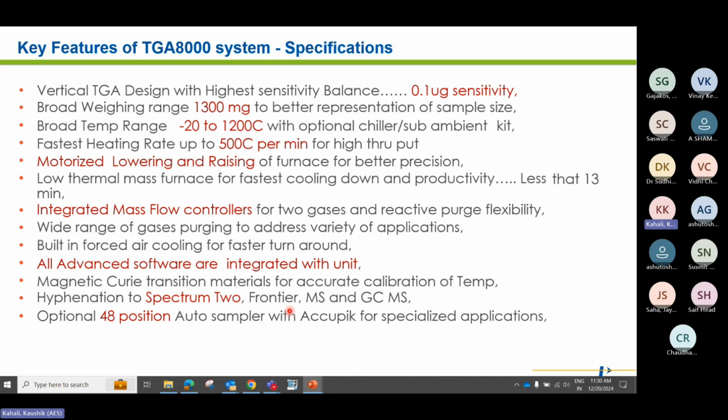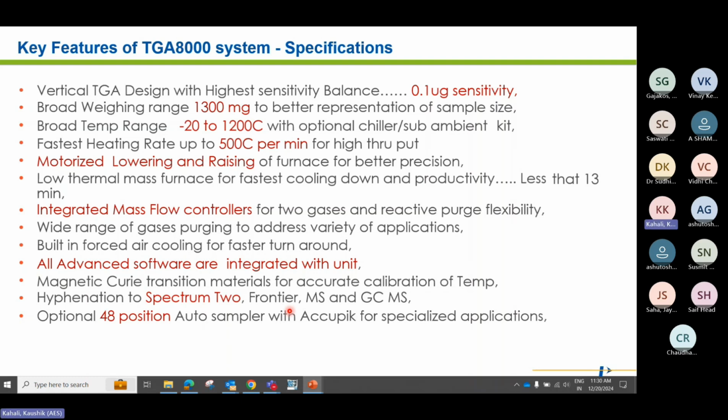All advanced software integrated with the unit. We have different features in the Pyris software which is provided with the instrument. For your information, this Pyris software is common for all PerkinElmer thermal instruments like TGA, DSC, STA, DMA. So whatever instrument you have, this is the single software platform which will enable you to control all the systems and work. So you don't need to learn different software for different instruments.